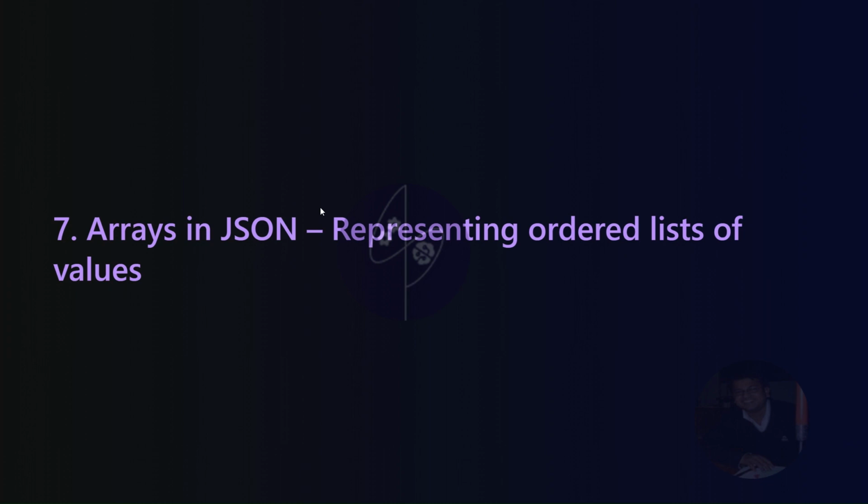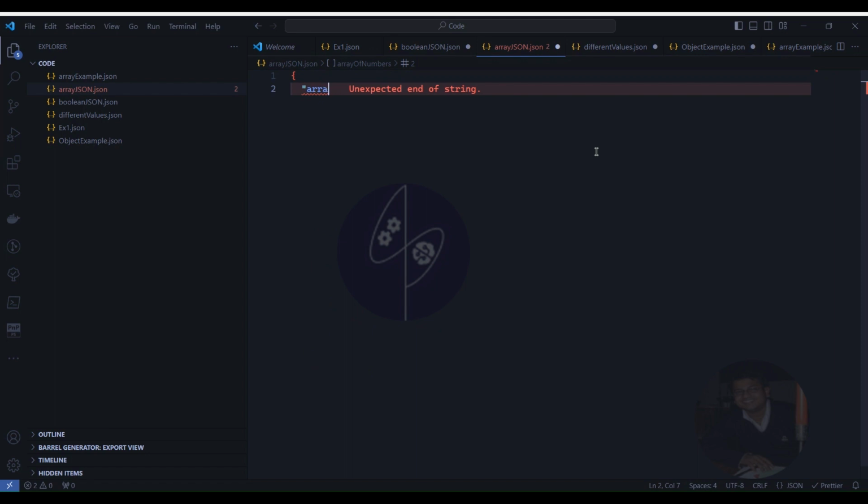Let's jump into Visual Studio Code and write different examples of arrays in JSON. Array of numbers. This represents an array of numbers, where array of numbers is the key and the associated value is an array containing the numbers 1, 2, 3, 4, and 5.